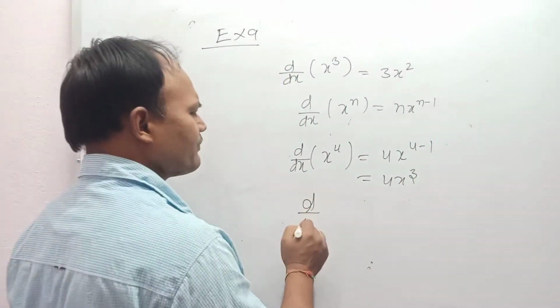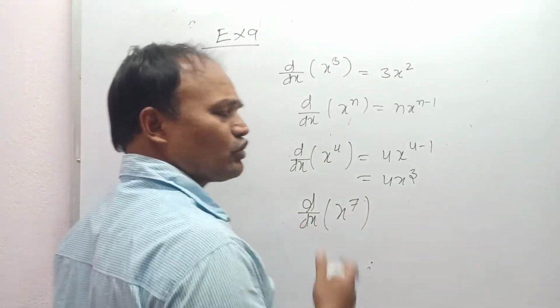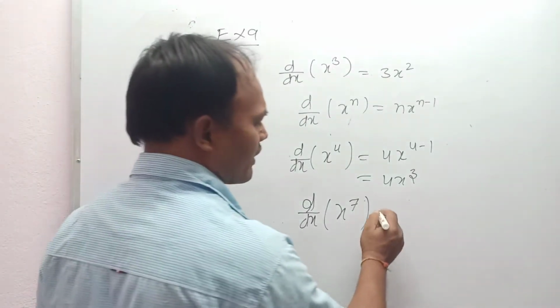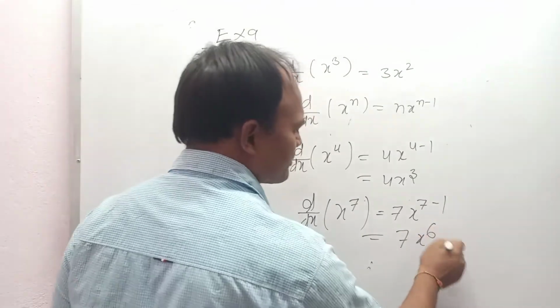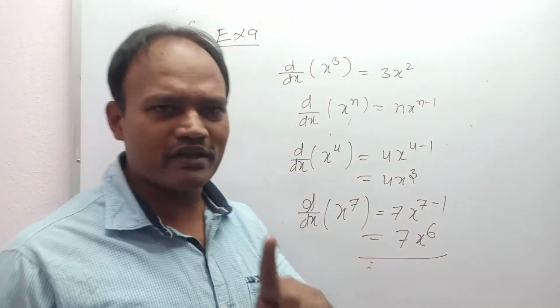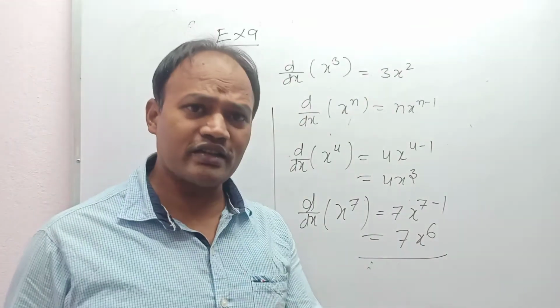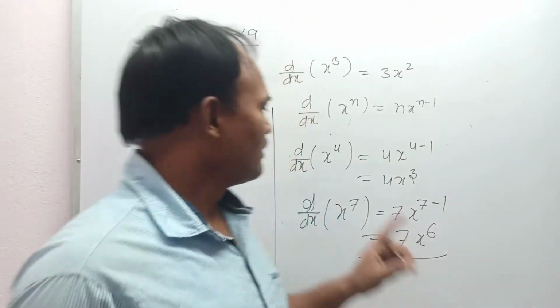Let's see the next question, d by dx of x to the power 7. Okay, what is going to happen when we discuss x to the power 7? So we can say that it is 7 x to the power 7 minus 1. So it is 7 x to the power 6, students. Okay, it is clear.